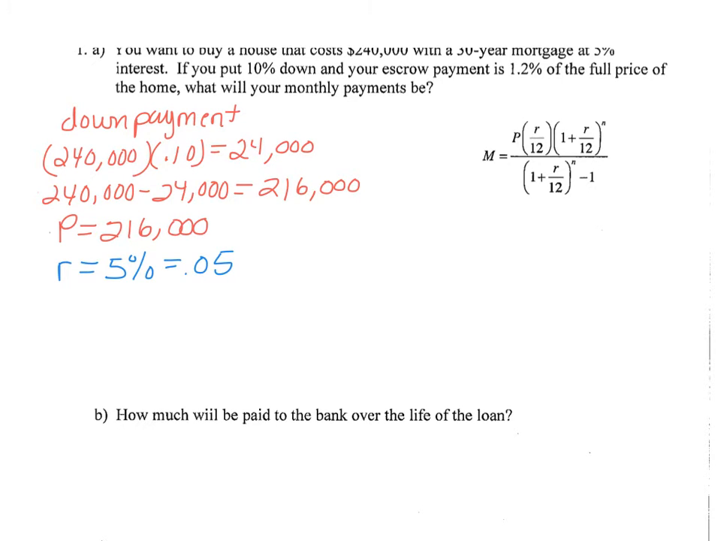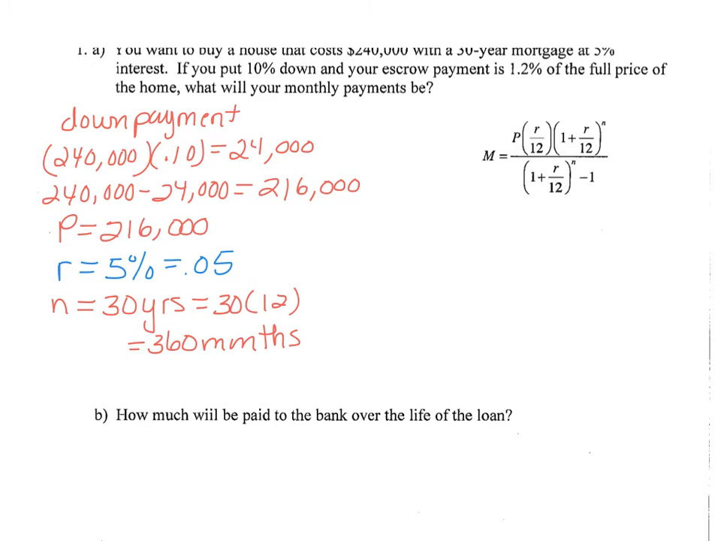My N. All right, so my N is how many months are you going to be paying this monthly? Well, it says that I want to take it out for a 30-year mortgage. So right now my N is 30 years. But I can't put years into the mortgage payment. I've got to pay it monthly. So how many months in a year? You're right, 12. So it's actually going to be 30 times 12, which means I will be paying this for 360 months.